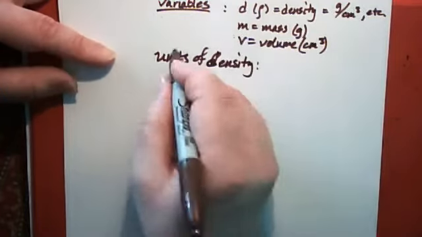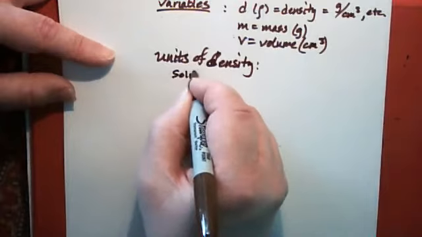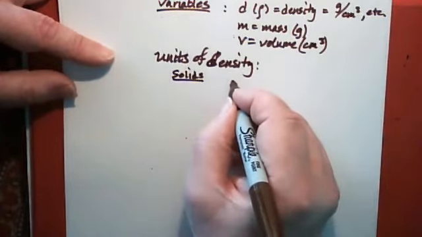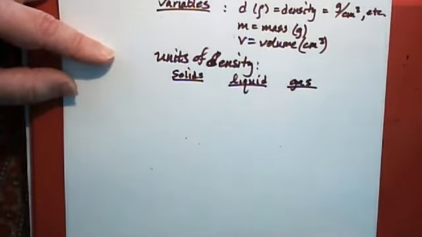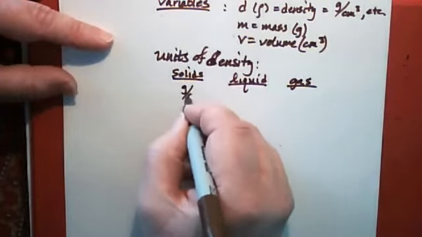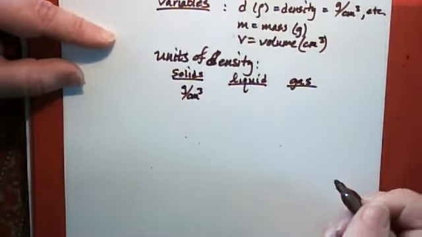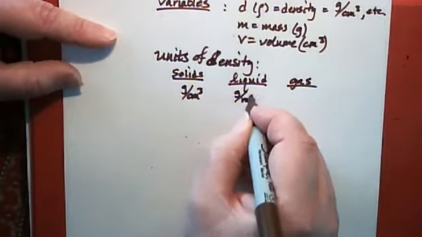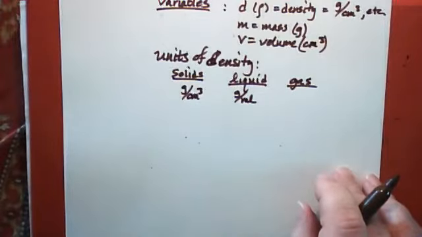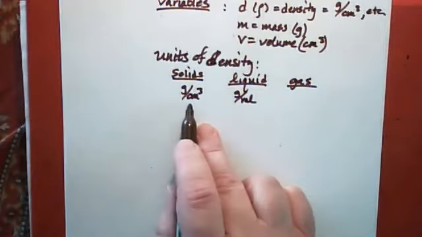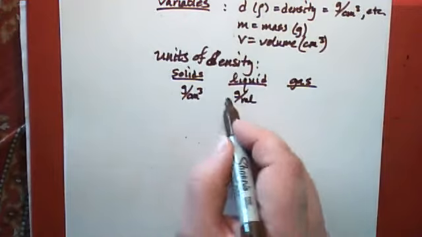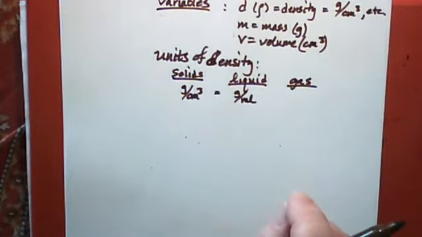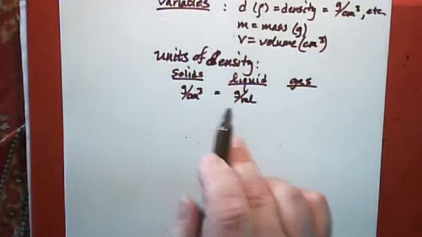And so the characteristic units that we use for density actually vary with the state of matter. For solids, we usually give the units of density in grams per cubic centimeter. But for liquids, it's usually grams per milliliter. But if you remember back to when we were talking about the metric system, I mentioned that milliliters and cubic centimeters are actually the same thing. So grams per cubic centimeter and grams per milliliter are actually the same thing. It's just a different way of expressing it.